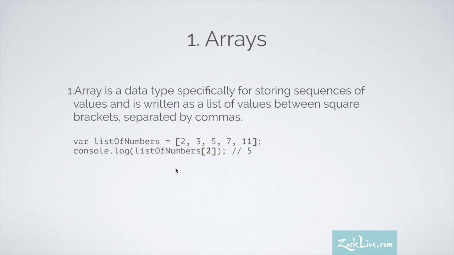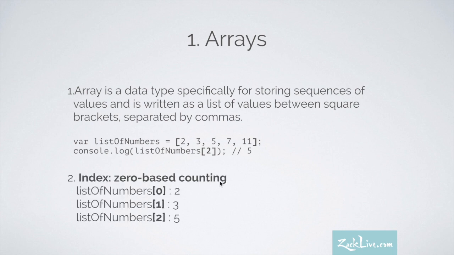An array is written as a list of values between square brackets. So we can see the square brackets here, and then the elements are separated by commas. In order to access an individual element in an array, we also use square brackets with the index. The index of an array starts with 0.